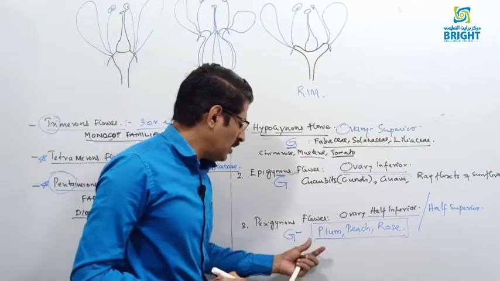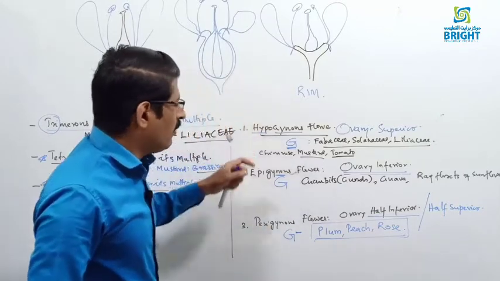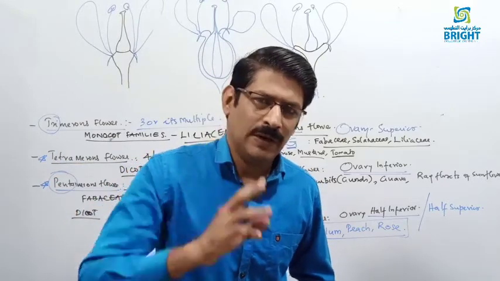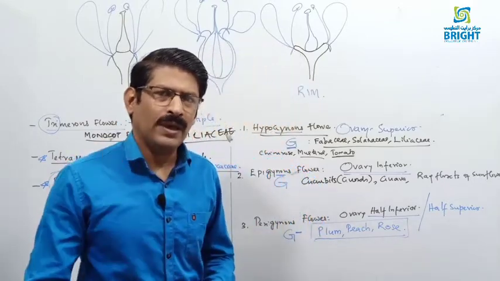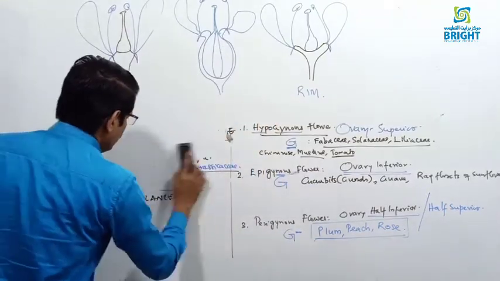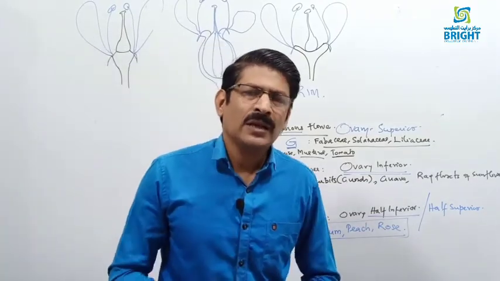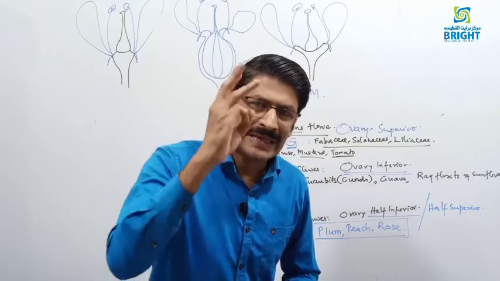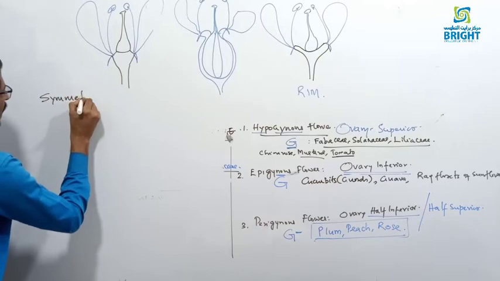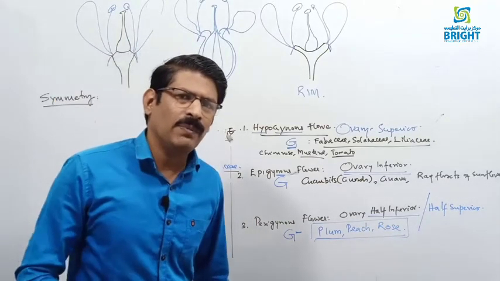Which of the following is an example for perigynous flower? Plum, peach and rose. So on the basis of the position of gynoecium, flower can be divided into 3 different types: hypogynous, epigynous and perigynous. And on the basis of symmetry, the flower can be divided into 3 types.